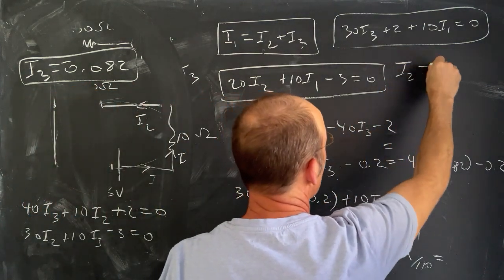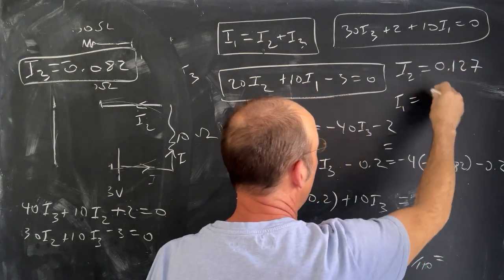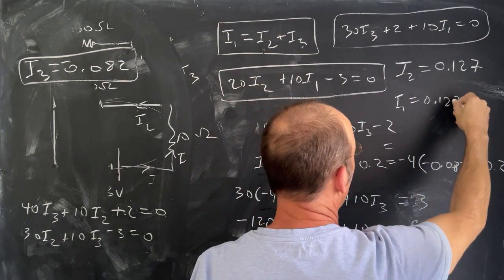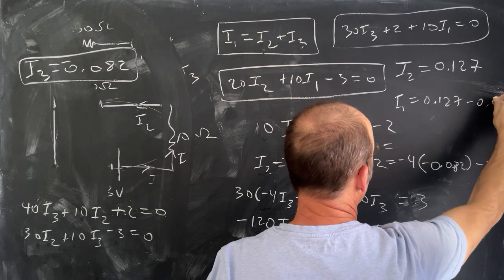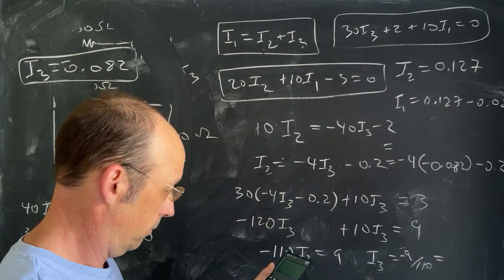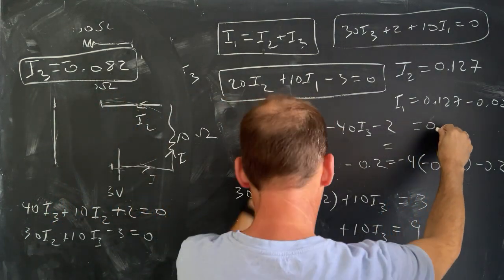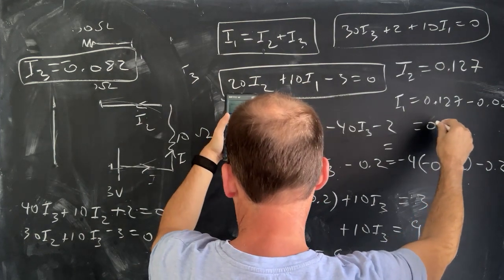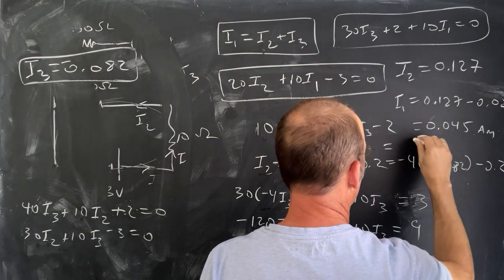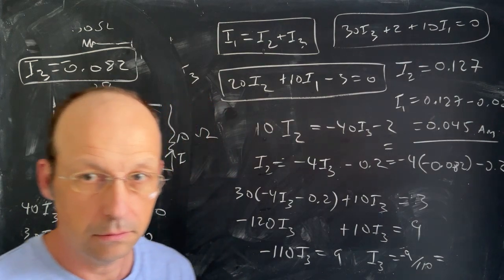So I2 is 0.127, and then I1 is going to be I2 plus I3, so it's 0.127 minus 0.082, which is 0.045. 0.045 amp. Okay. Oh, look at that. You can't even see it.